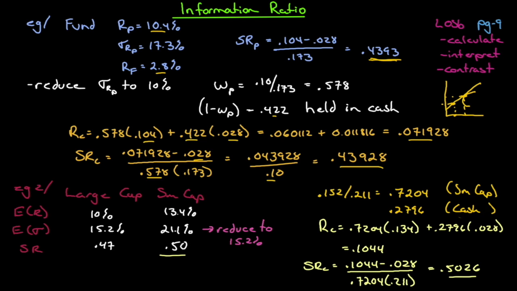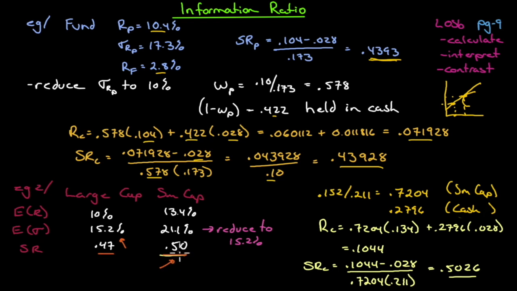So that's just a nice, easy proof, but let's see how that can actually work in the real world, where we can see that's an interesting way to do things. Let's take large cap and small cap stocks, and let's say that we have an expected return on large caps of 10% and 13.4% for small caps. That is consistent with a higher equity risk premium for small cap stocks. Expected volatility of these returns, 15.2 versus 21.1. And the Sharpe ratio of 0.47 versus 0.5. Wow, look at that. We would like to get this Sharpe ratio, but we don't want to live with this volatility. Is there a way to get this Sharpe ratio with that volatility? Wouldn't that be nice? Well, there is.